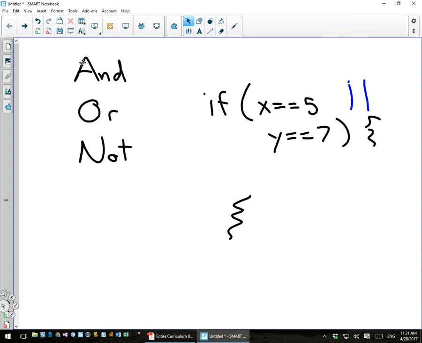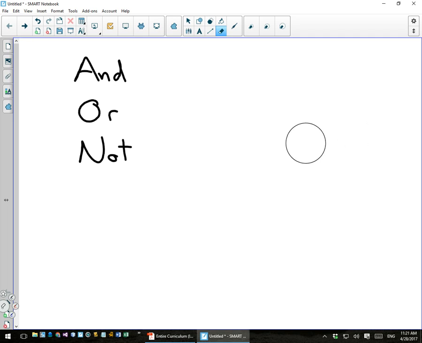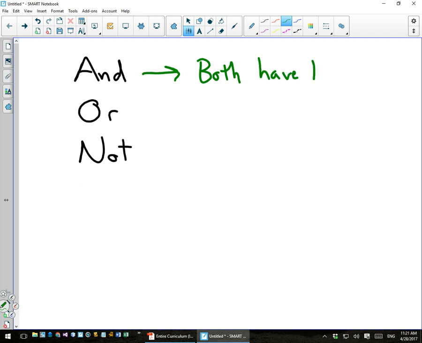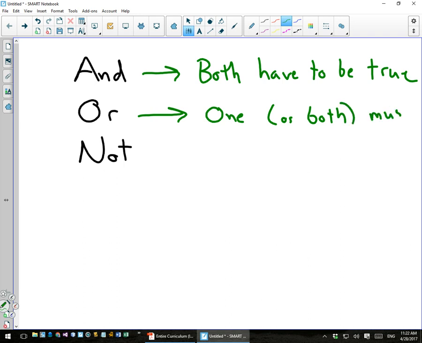But let's talk about what those symbols mean. What does the logic mean with AND? With AND, it means both things have to be true. And with OR, one or both must be true. Okay? So let's apply this to an example.